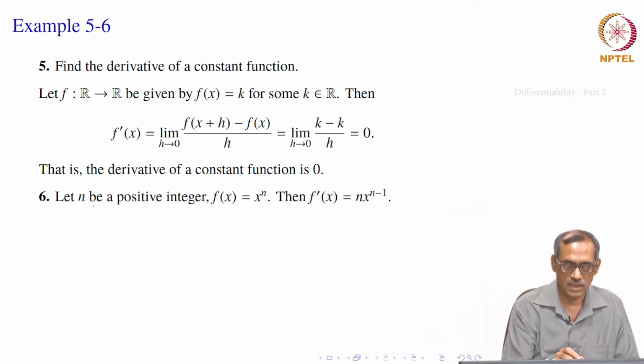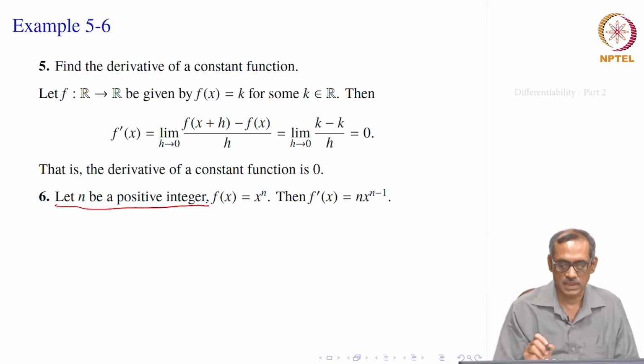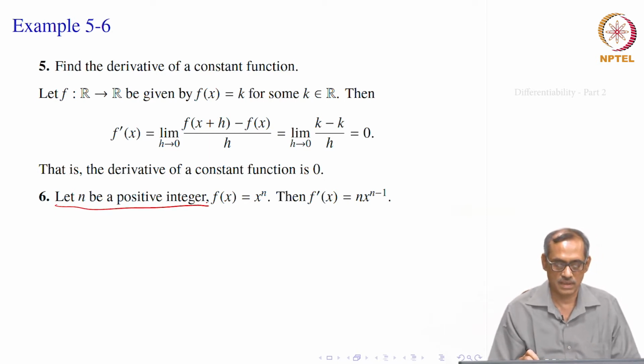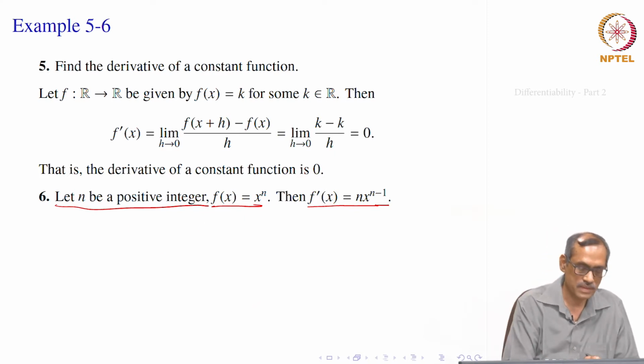So, we consider the next problem. Suppose n is given to be a positive integer, 1, 2, 3 or anything like that, n is a natural number. Now, f of x equal to x to the power n is the power function that is defined throughout R, and we want to find its derivative at any x. It is claimed that the derivative will be n into x to the power n minus 1. Now, how do we show it?